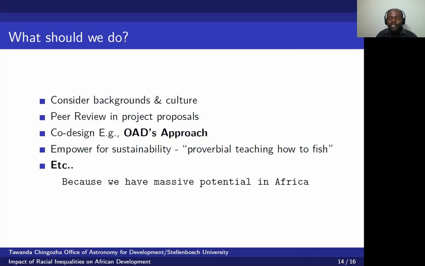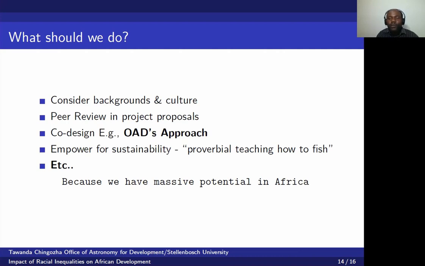It's not my intention to depress anyone, to make anyone sullen or gloomy. I think there are a lot of things to be happy about, and a lot of things that we can possibly do to address some of these racial inequalities or the economic exclusion of Black people. So one thing would be to consider backgrounds and culture. I already gave the examples of financial products, which maybe should be suited more to the African status quo, traditional farming and things like that.